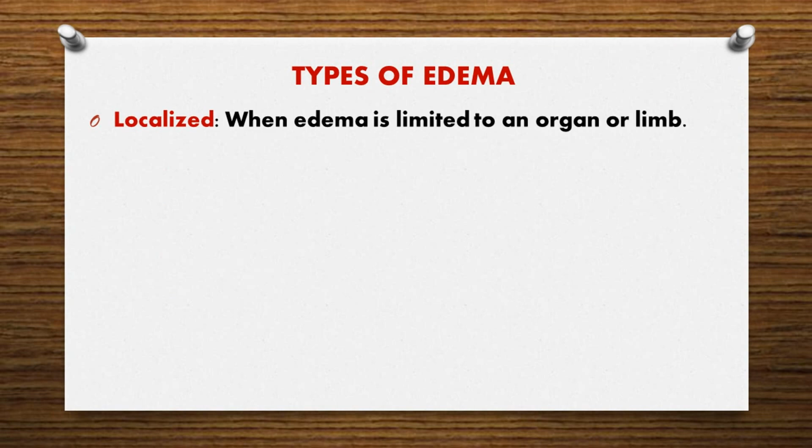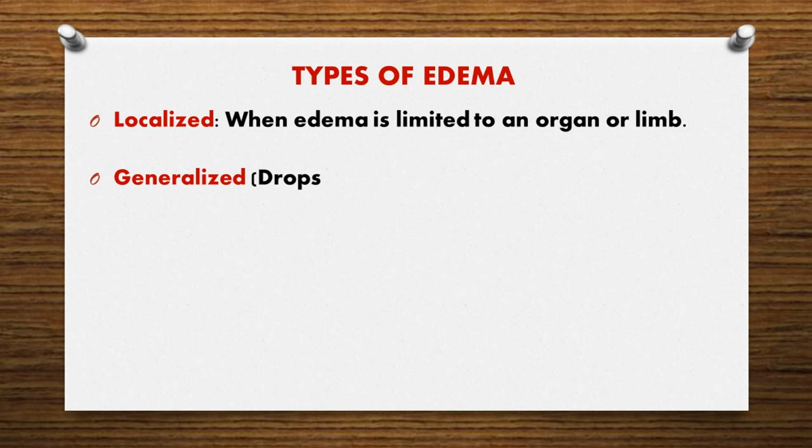Now, what are the different types of edema? Depending upon where the edema occurs, the first variety is localized edema. When the edema is limited to an organ or a limb, or is located at a particular region, like the right hand or the left foot, this is called localized edema. It may be caused in cases of lymphedema or pulmonary edema.